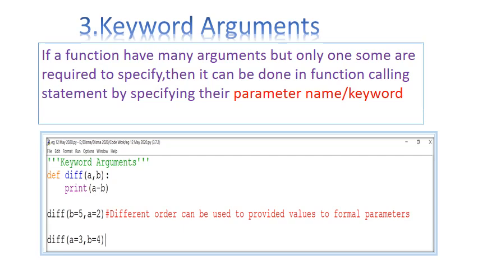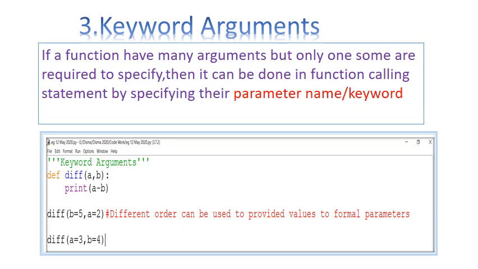So it will help you to specify very few in that many arguments, and whenever you are going to do that one, it must be specified in the function calling statement by using the argument name. That argument name is also known as parameter name, or it can even be called a keyword. That's why this particular type is called keyword arguments.